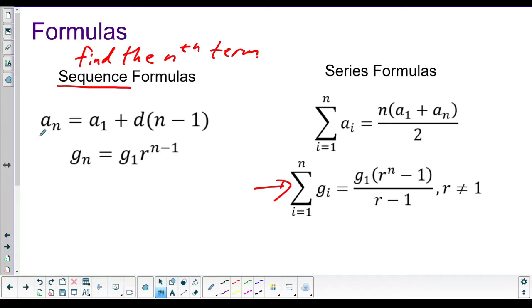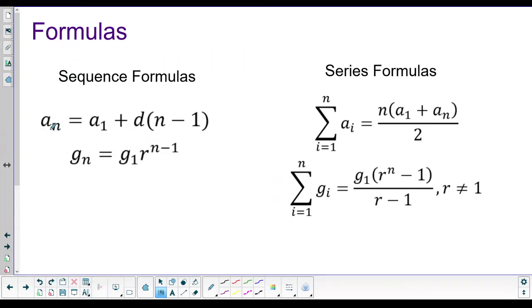Okay, so this one is for arithmetic. That's why it's got an A there. So if we want to find term n, and n is just saying how many numbers through the list have you gone? So if I say, what's the 8th number in this list? n would be 8 in that case. So a_n, or the 8th number in the list, is equal to a1.